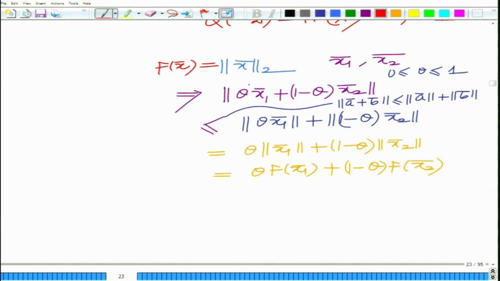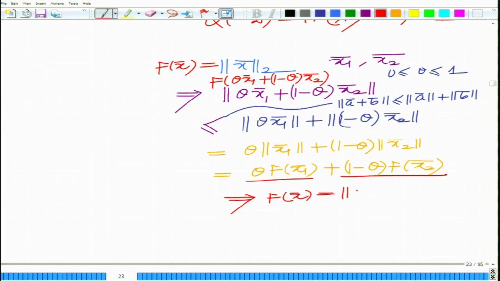Okay. So, all these are basically the two norm, and this is your f of theta x1 bar plus 1 minus theta times x2 bar. So, what we have shown is f of theta times x1 bar plus 1 minus theta times x2 bar is less than or equal to theta times f of x1 bar plus 1 minus theta times f of x2 bar, which implies f of x bar equals the 2 norm is convex.